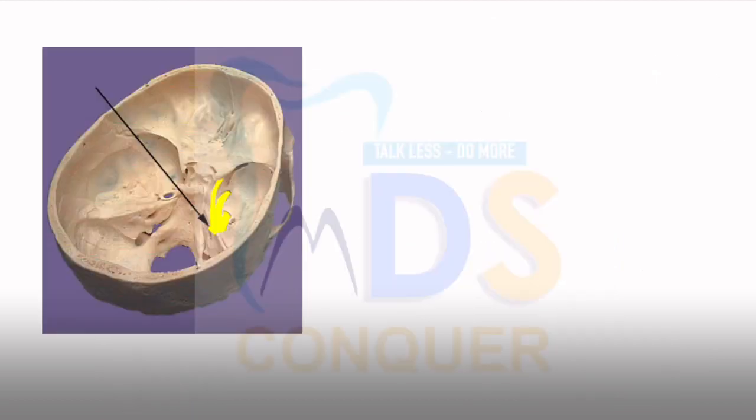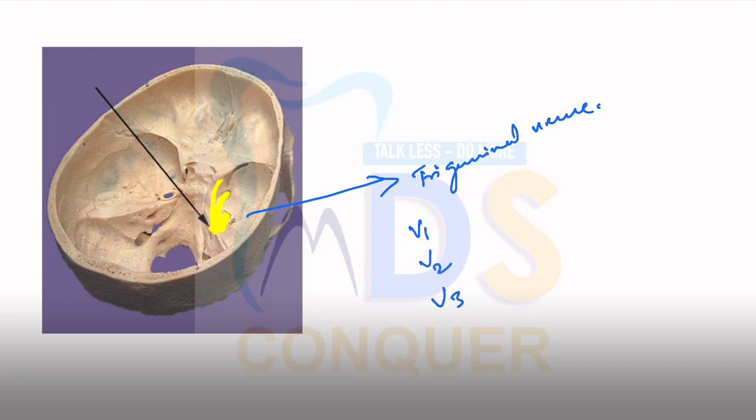Next, they can ask you to identify this particular nerve, and you can see three beautiful branches. Whenever you see three beautiful branches, your answer is trigeminal nerve. You're familiar with most of these things of the trigeminal nerve, so I don't want to discuss much, but it contains V1, V2 and V3. V1 is ophthalmic, V2 is maxillary, V3 is mandibular.